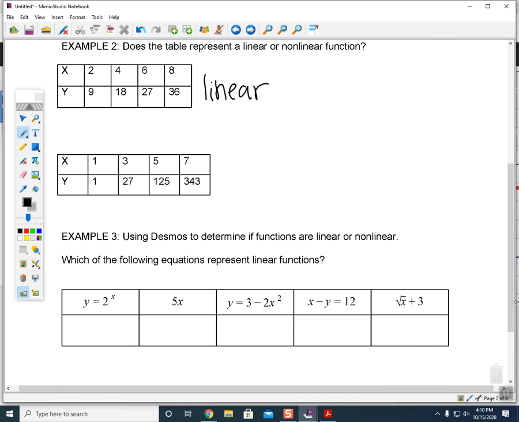My second table, I go from 1 to 27, and then 27 to 125. Is that a constant rate of change? No, it's not. This is a nonlinear function. Nonlinear.